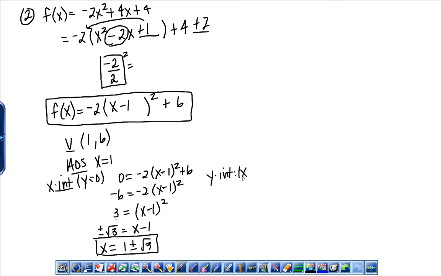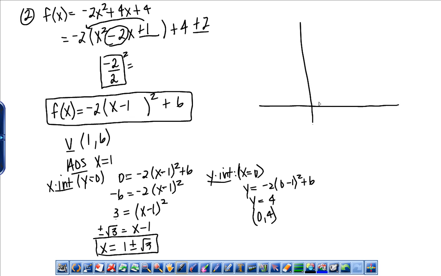Okay, let's find the y-intercept. Remember, that's when x equals 0. So y equals negative 2 times the quantity 0 minus 1 squared, plus 6. That's going to give you a y value of positive 4. So (0, 4).